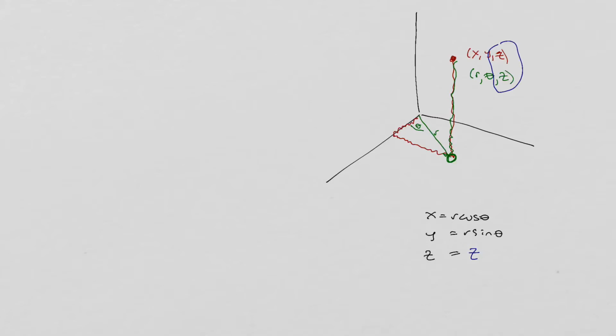So this type of system, instead of being called the polar coordinates, is going to be called the cylindrical coordinate system.